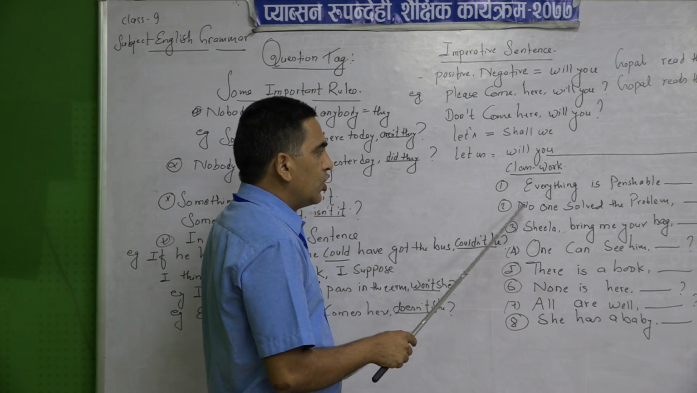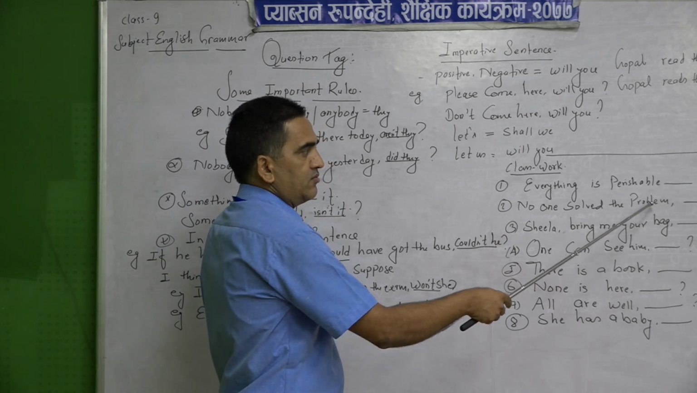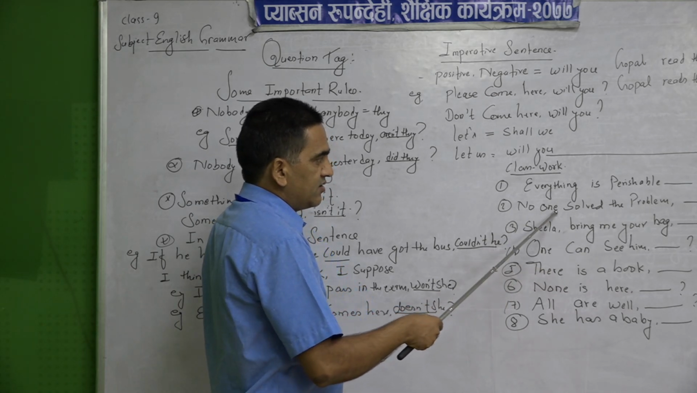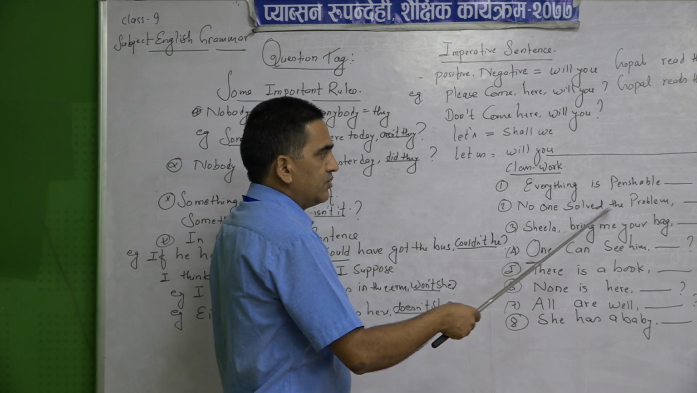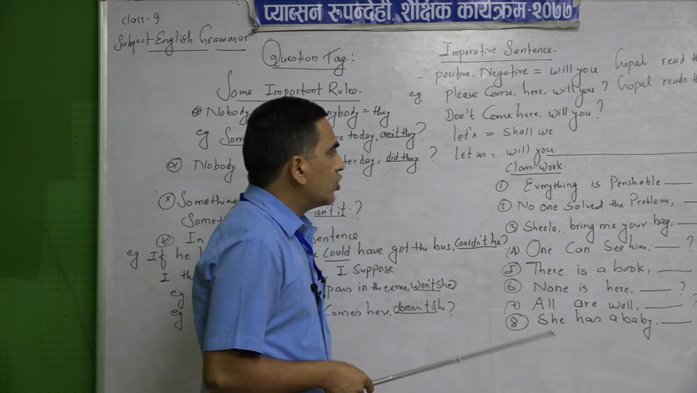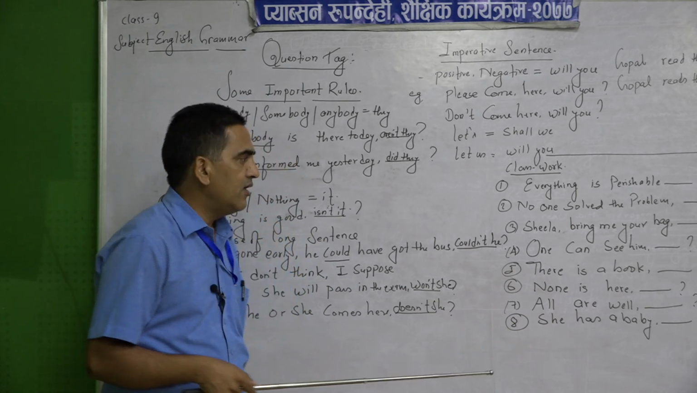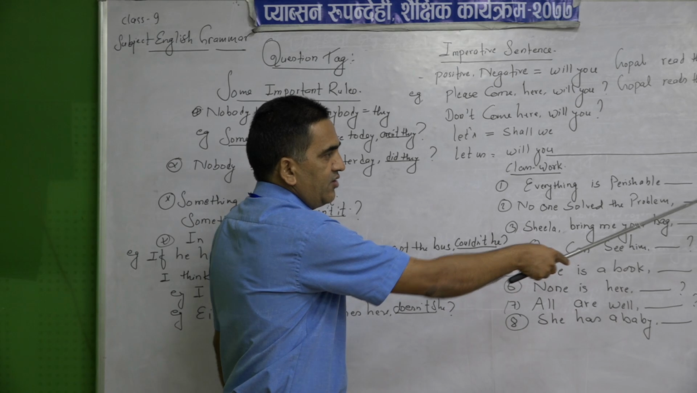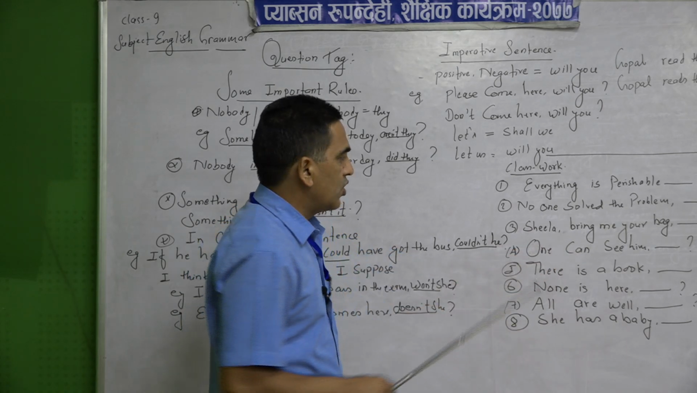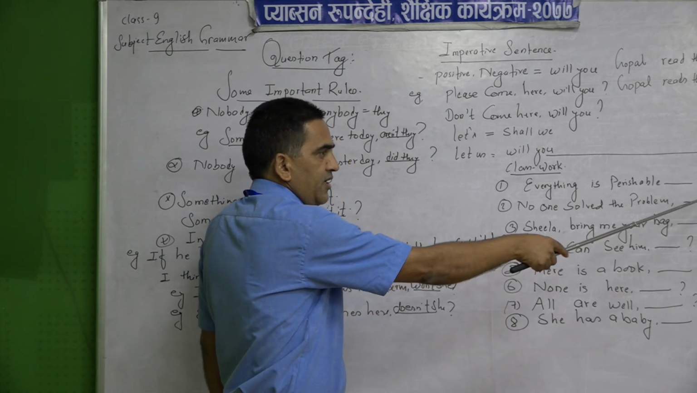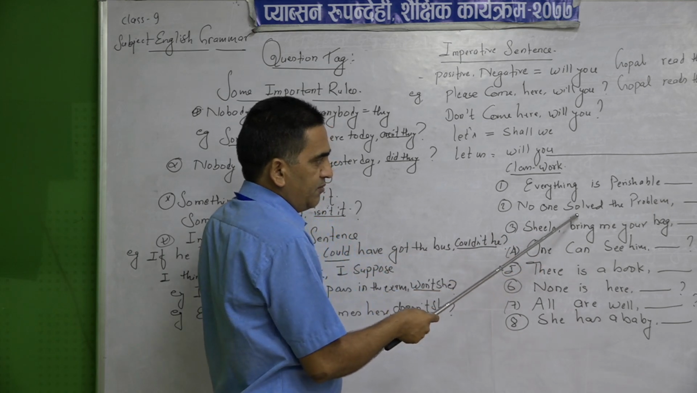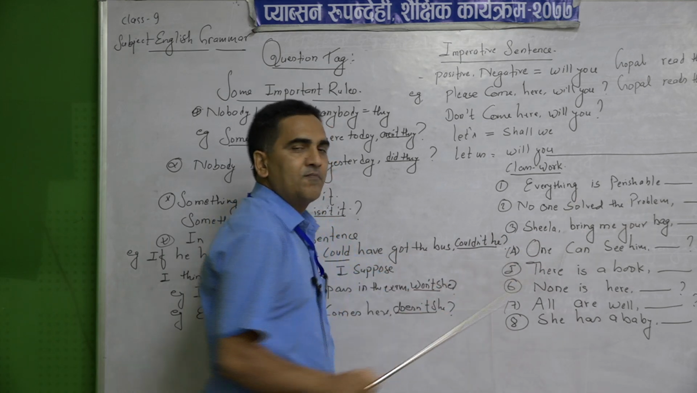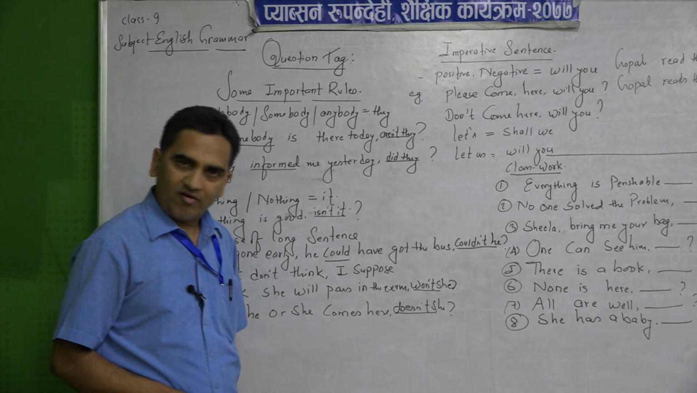Second number, no one solved the problem. No one is the subject. Solved is verb B2. This is the problem. Now first you change no one to they. No one is a negative word, so you write they. And here you see the verb B2, so did they? Right.